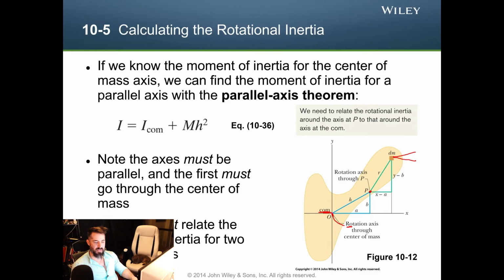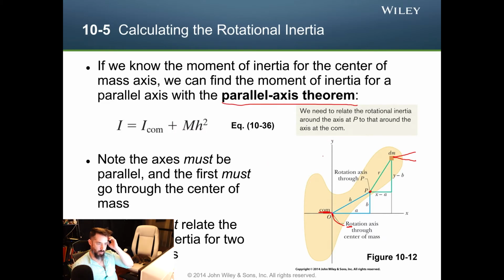So you have this dm here. This is this infinitesimally small piece that you've blown up and made a square, and we're using this for mathematical purposes. You have your radius, different geometries going on. They're talking about the axes. The axes must be parallel, and it must go through the center of mass. So you have to pay attention to the parameters of the problem and what they're asking for. This is the parallel axis theorem.